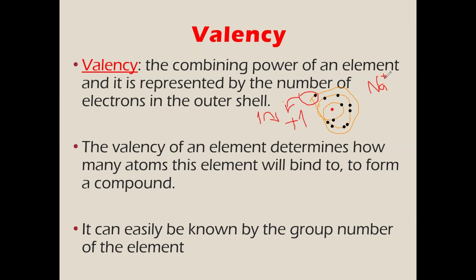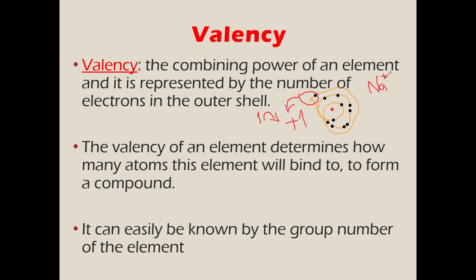First, how this atom will combine with other atoms. Because sodium, for example, is univalent, with 1 electron in the outer shell, it can lose this electron, and that will allow it to combine with only one other atom. Because it has only one electron to lose and give to another atom, forming, for example, NaCl.